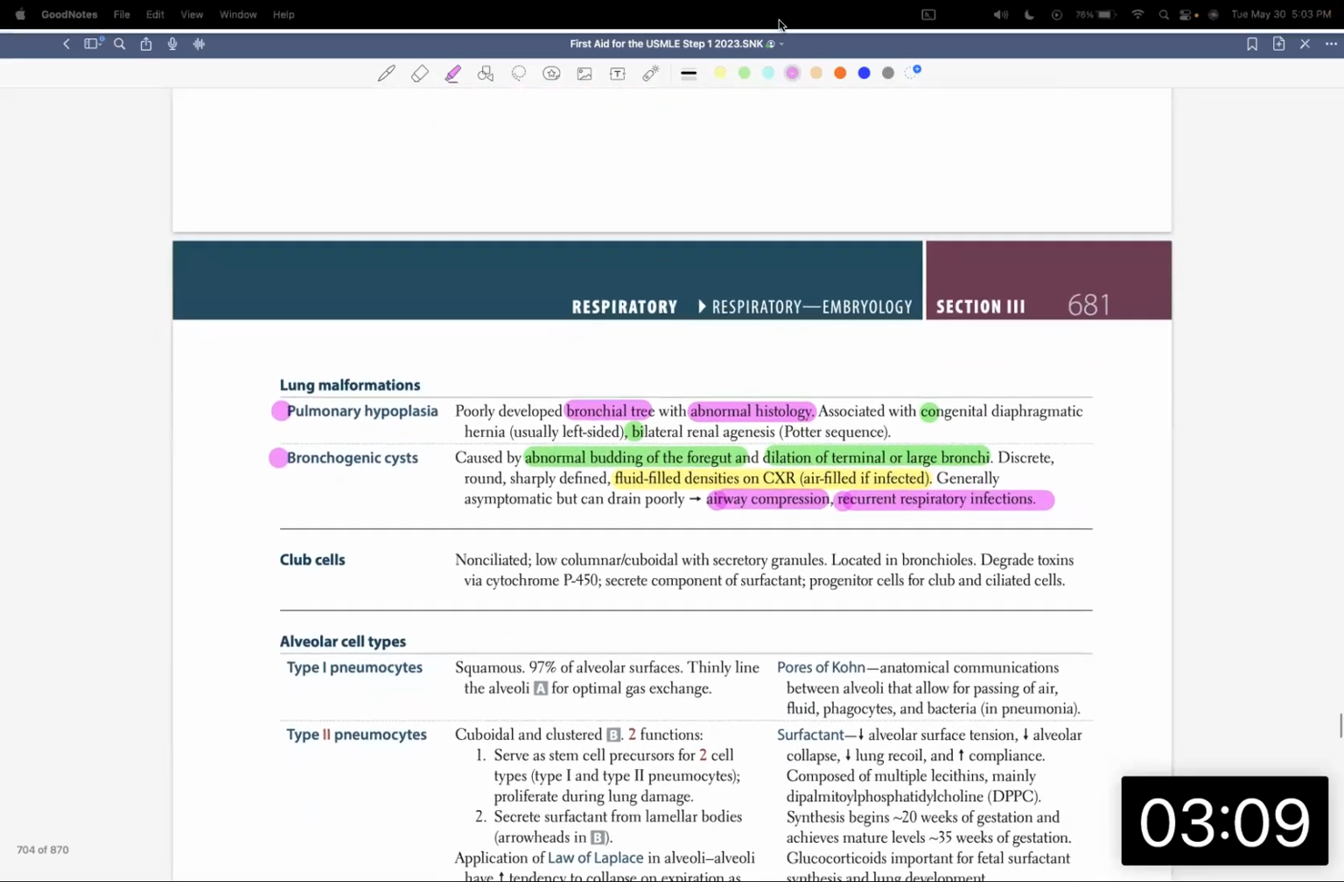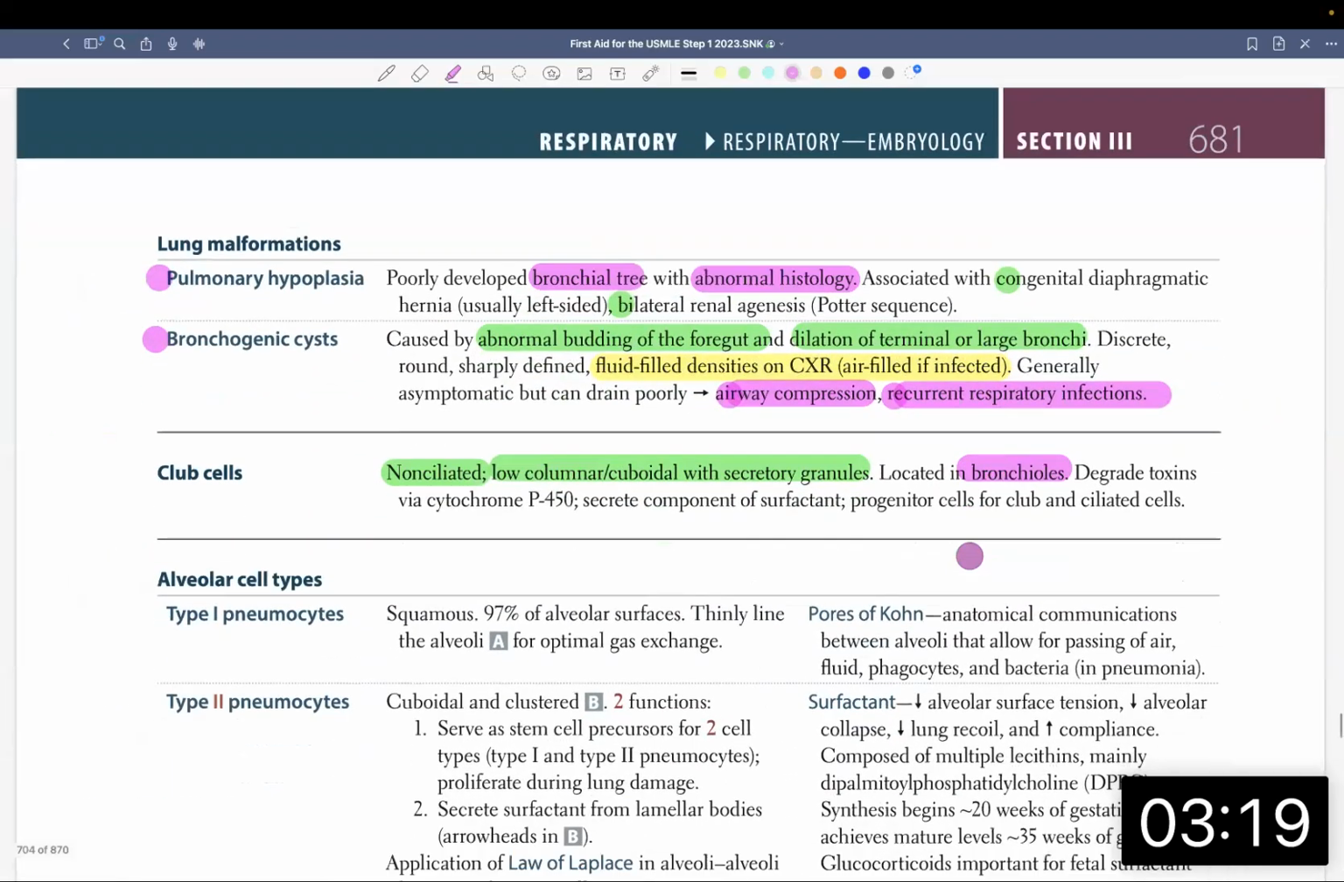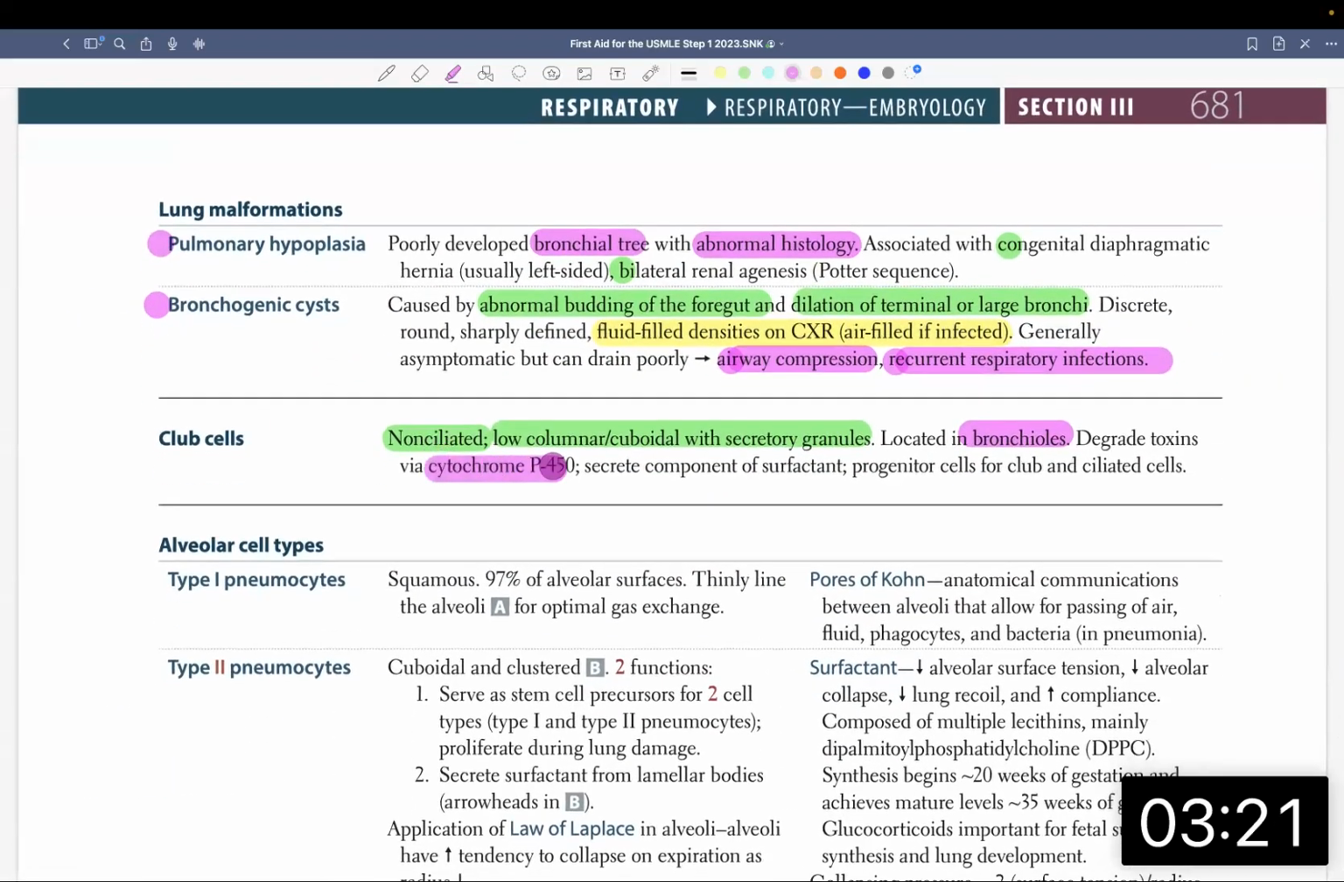Then we have club cells. What are club cells? These are non-ciliated, low columnar or cuboidal cells with secretory granules. Where are they located? In the bronchioles. And what do they do? They degrade toxins via cytochrome P450. They secrete a component of surfactant, and they are progenitor cells for club cells and ciliated cells.